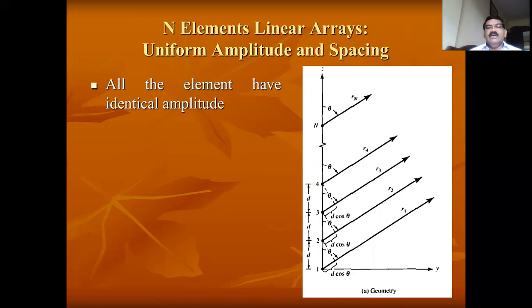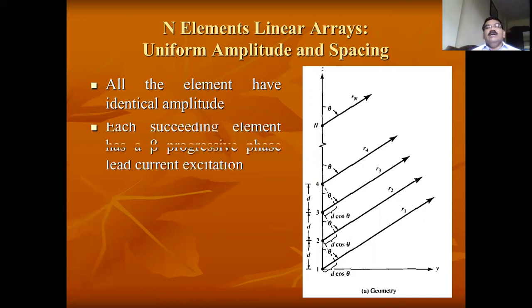So if we add multiple elements, then what happens? That we have to discuss. Each succeeding element has a progressive phase beta and lead current excitation. Now if element 1 has beta equal to 0, then element 2 will have a phase shift of something else, maybe 30 degrees, 40 degrees.